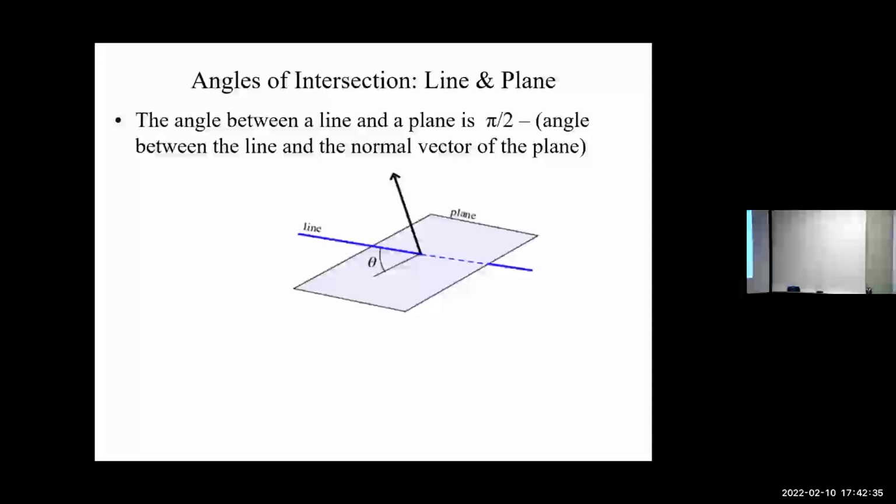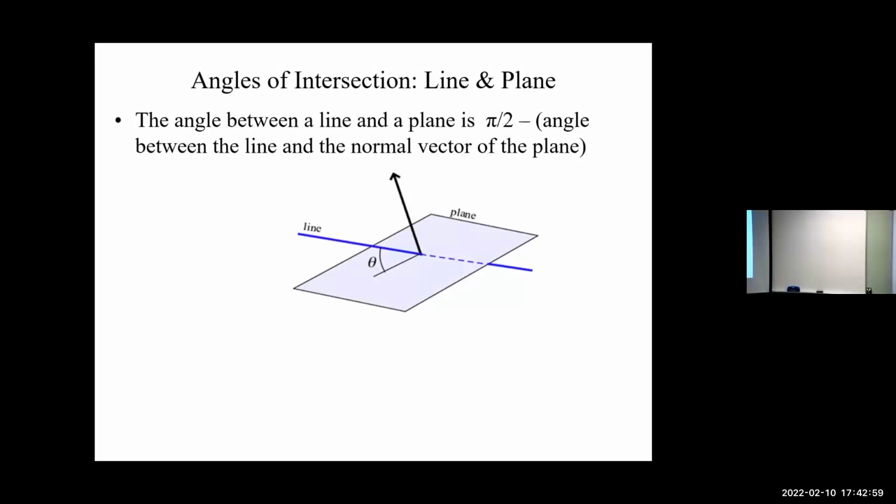All right. Angle of intersections. Last thing we're going to talk about, and again, I just want to give you the idea behind these formulas so you kind of understand where they're coming from. So the angle between a line and a plane is pi over 2 minus the angle between the line and the normal vector of the plane.